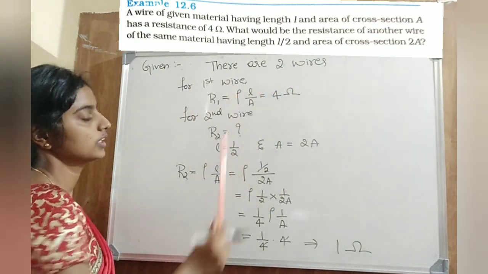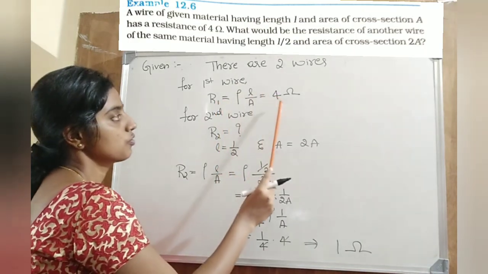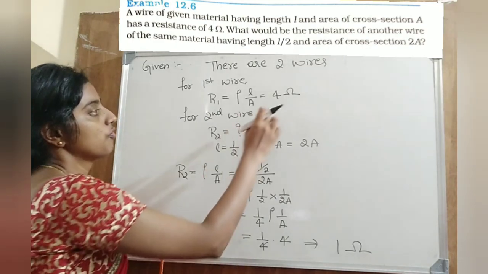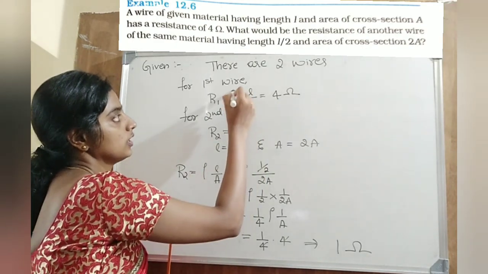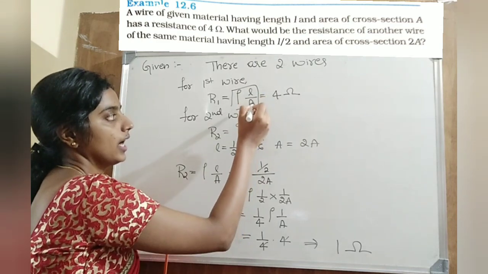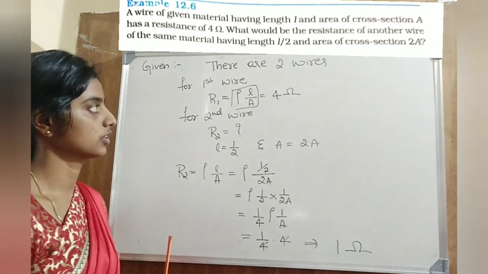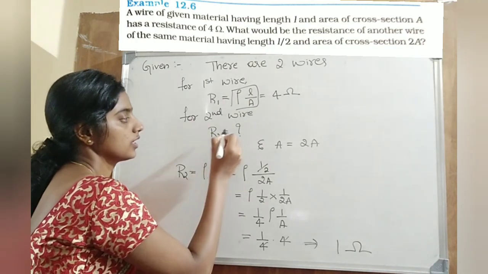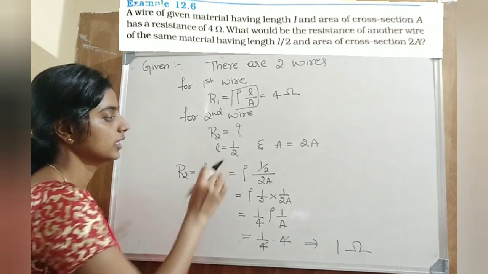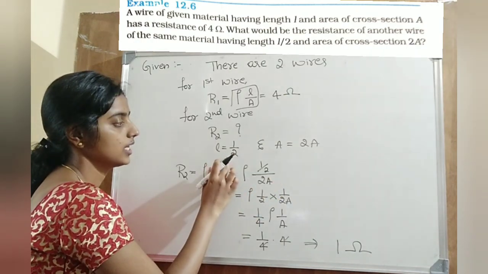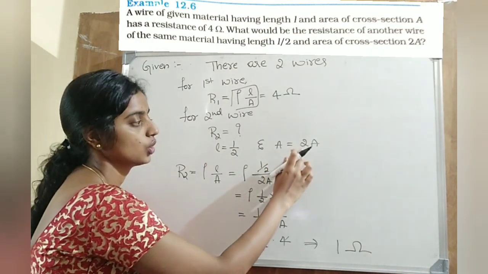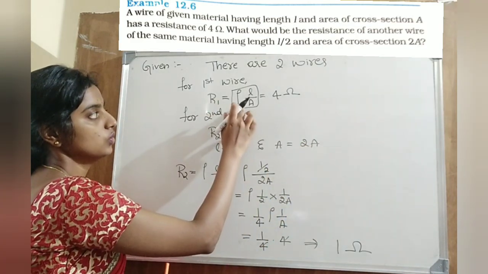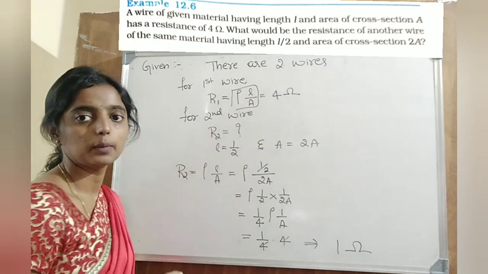For the first wire, they have given R1 as 4 ohm. In that, they clearly mention that 4 ohm is the answer for both length L and area of cross section A. So remember this one. For the second wire, we need to find out the resistance. They have given only two things, that is L by 2 as length and area 2A. Now we know the equation, R1 is equal to rho into L by A, right?